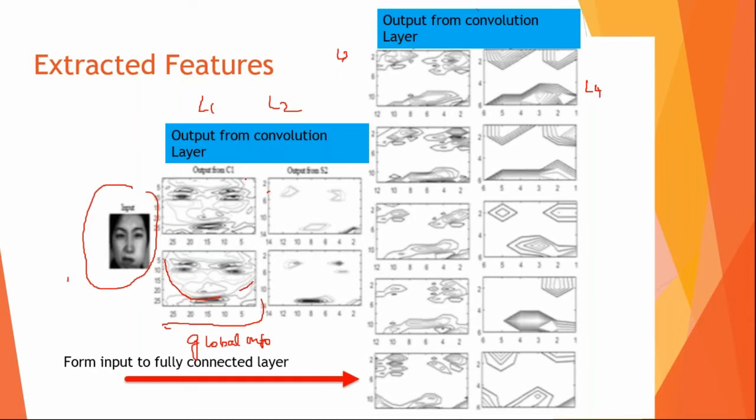But as these global information features are passed on to the next and next layers, you get into dense layers and more finer information. So this convolution layer gives you features which are really relevant to your input image, and you use those features to do some classification. Okay.